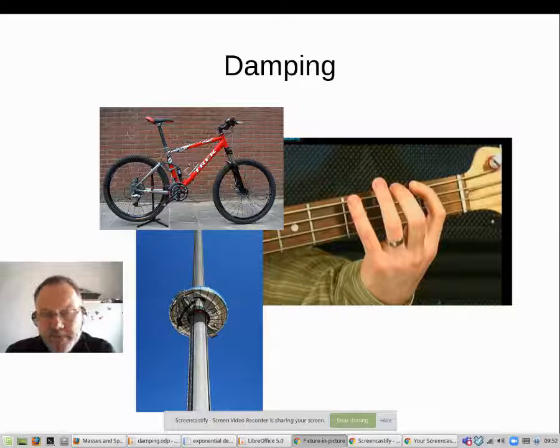The images on the screen you can see are all examples of mechanical systems where damping is utilized. You might have come across the term before. In fact, all oscillating systems that we come across in the real world will have some form of damping.